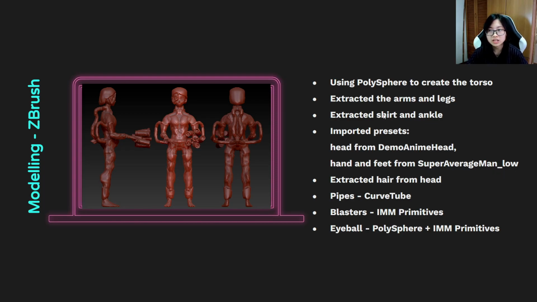So after that I also did some more adjustments, which is I extracted the hair from the anime head, and then there are pipes from the side and the back of Kinzoshi, which are created using curved tube, and the blasters were created using IMM primitives, and the eyeball were created using polysphere. And for the eye that's more bionic in comparison, the details are done using IMM primitives.